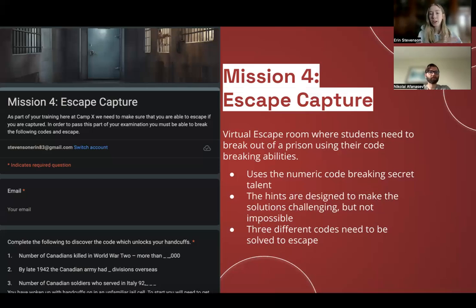From there, they move on. They have escaped their cell, they now need a disguise. So they have to break another code to break into a supply closet to get a guard's uniform. And at each of these steps, students are given hints that are designed to be possible to solve quickly because of the time constraints of this game. But they're also designed to be challenging enough that it is still pleasing for them.